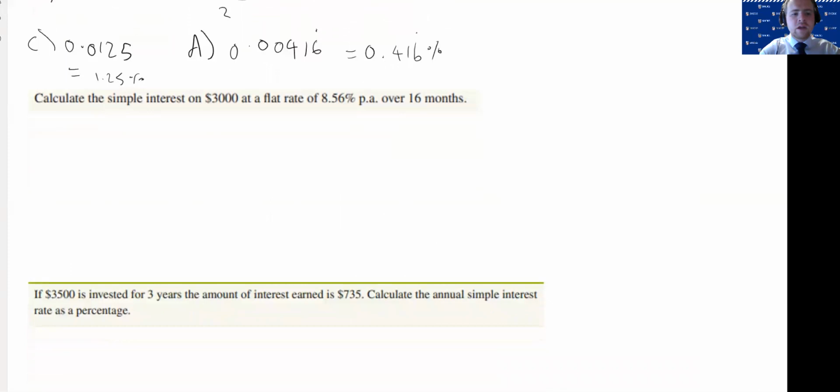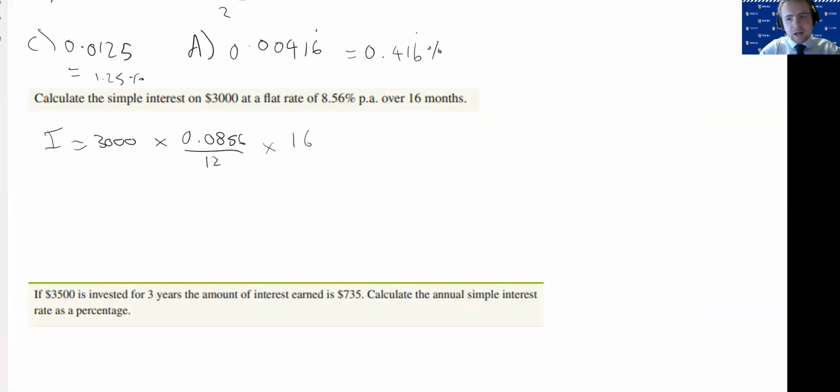Okay, now calculate the simple interest on $3,000 at a flat rate of 8.56% per annum over 16 months. Okay, so what we need to do is we need to convert our per annum rate to a monthly rate and then times it by the number of months. So the interest equals 3,000 times 8.56, or I should convert it to a decimal, sorry, 0.0856 over 12, and then times by 16.